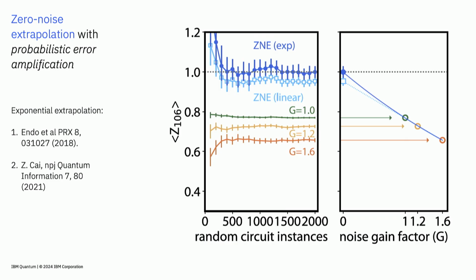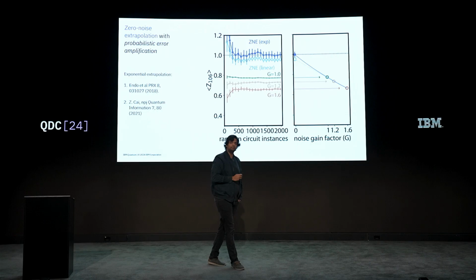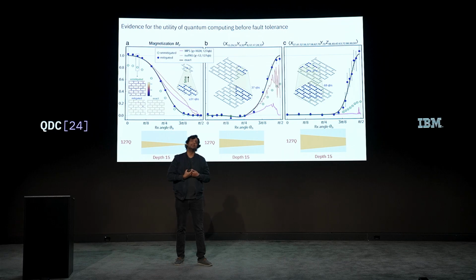Now, we can run many circuit executions going up to about 2,000, intentionally inserting single qubit operations to effectively amplify the noise by factors of 1.2 and 1.6. So now we have 3 sets of data points, at the base noise level, at 1.2, and 1.6, and we can use these 3 to extrapolate back to the zero noise limit. We can use an exponential function here, and we see that we do very well, with the extrapolation getting very close to the right answer. So this was basically the machinery that led to the utility experiment.